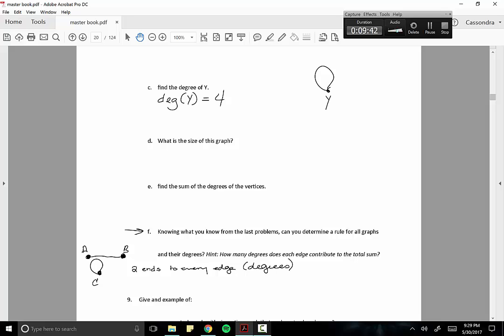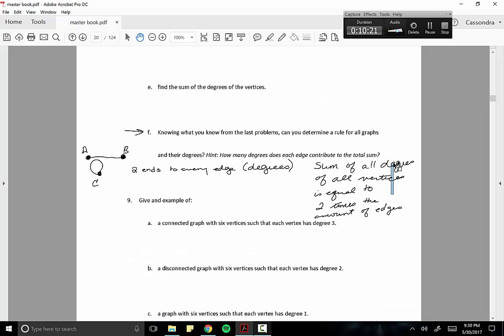Okay, so the sum of all of the degrees of all of the vertices is equal to 2 times the amount of edges. And that means it will always be even. The sum of the degrees of all of the vertices will always be even. Always.